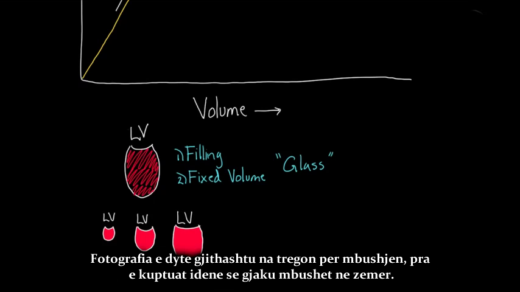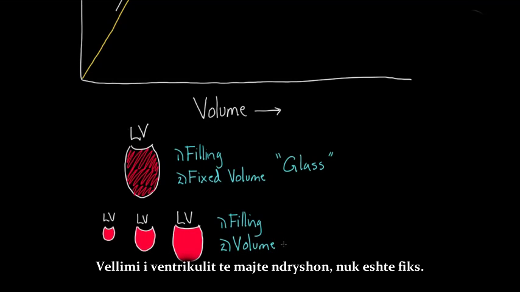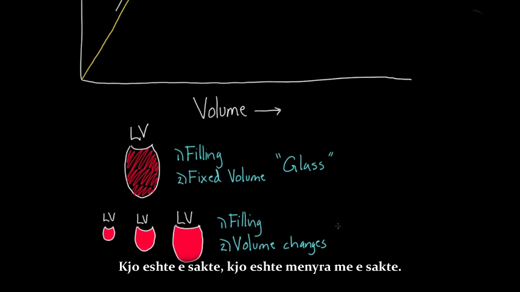So this second picture also tells you about filling. You get the idea that blood is filling in the heart, but it does a better job of showing you that the volume of the left ventricle changes. So it's not fixed, and that's correct. This is the better way of looking at it.